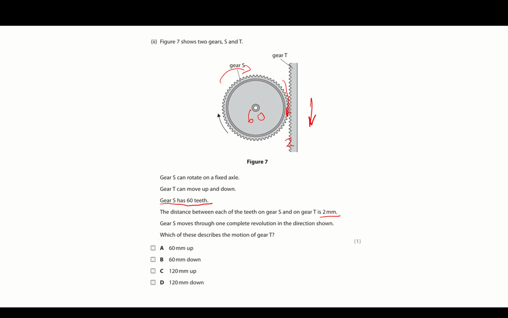Gear S moves through 1 complete revolution. So that's going to be 60 lots of teeth, and each of those teeth is 2 millimeters. So we know we're going to get 120 millimeters. And we've already said that if that's turning this way, it's going to force this one down. So we're after 120 millimeters down. That's D.